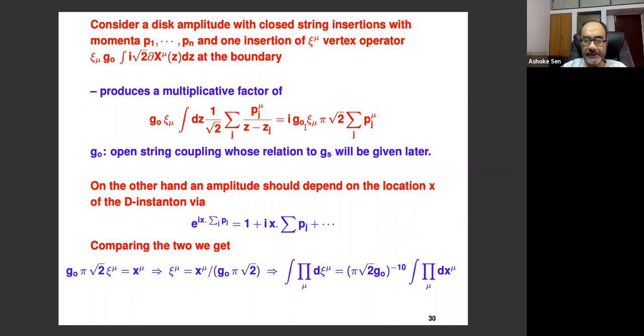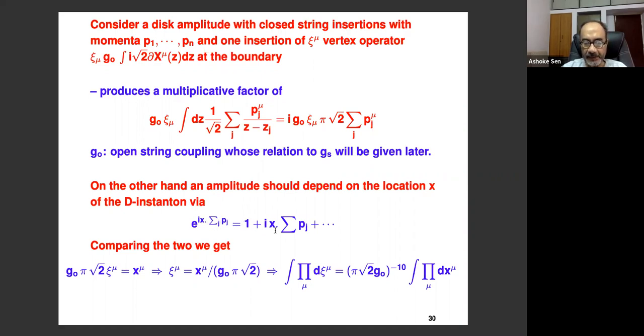So this gives the coupling of xi-mu to a disk amplitude with a set of closed strings. Now you can ask, how does an amplitude with a set of closed strings inserted on the disk, and now the D-instanton placed at the point x, depend on x? That answer is simple. It just gives you e to the i x dot sum over pi, because x is the conjugate variable to p after all. So if you place the D-instanton at a point x and insert this e to the IP dot x in the interior, you just pick up a factor of e to the ix dot sum over pi.